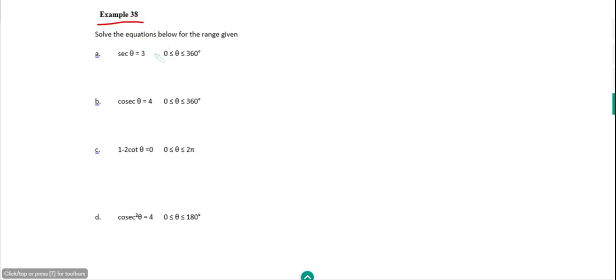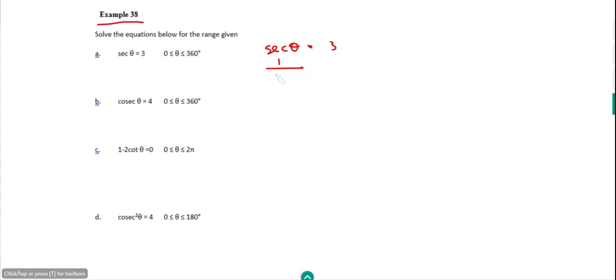When we're solving equations in these new trig functions, the best way to do it is to put them back into the ones we're familiar with, so back into tan, sine, or cos. So if we look at this first one, sec theta equals 3. We don't have a function on our calculator that says sec theta, so what we need to do is put that back into cos theta.